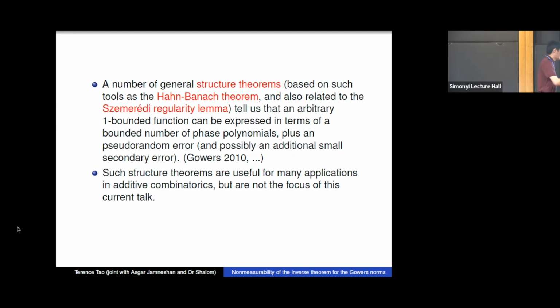But roughly speaking, any bounded function can be split up into a structured piece, which is maybe some finite linear combination of phase polynomials, and a pseudo-random piece, which is more or less orthogonal to all these phase polynomials. Sometimes there are extra small errors, and sometimes you want extra properties, like if your original function is non-negative, you want some of the other components to be non-negative as well. There are lots and lots of useful structure theorems. They're often proven by tools such as the Hahn-Banach theorem, and they're also related to the Szemerédi regularity theorem in graph theory, you know what that is. But I will not talk about any of those. That's a very useful consequence of the inverse theorem for many applications, but we are not going to talk about that.